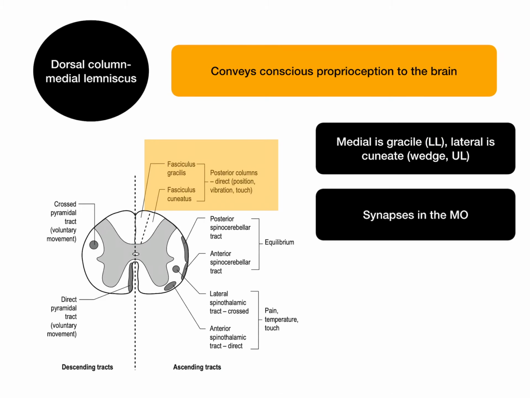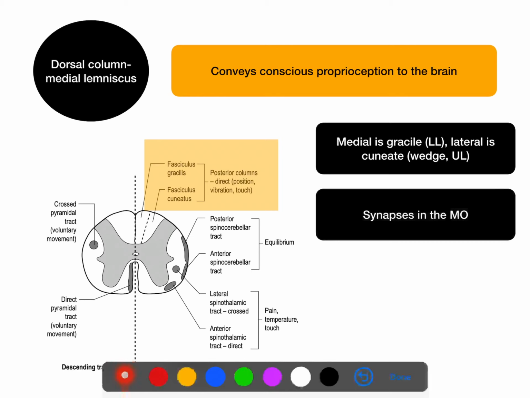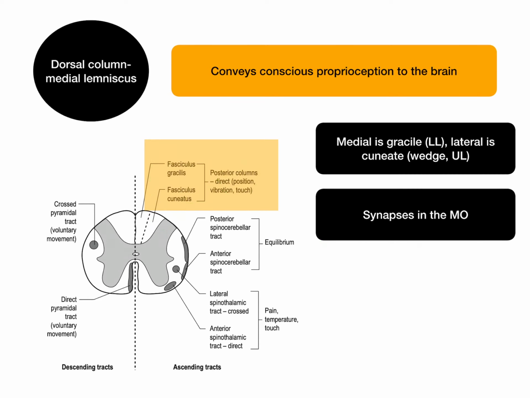So, it synapses at the medulla oblongata. These are long neurons. They come into the spinal cord. Let me try and draw on here. They come into the spinal cord like this, and then they run to here, and they run all the way up till they find the medulla oblongata, and they stay on the same side for that course. So throughout the spinal cord, the dorsal column medial lemniscus system is ipsilateral for that reason. Synapses in the medulla oblongata.